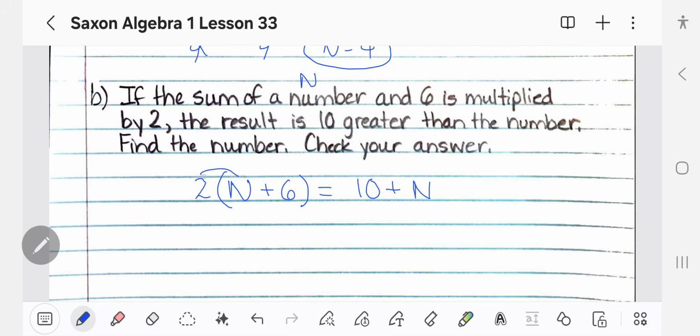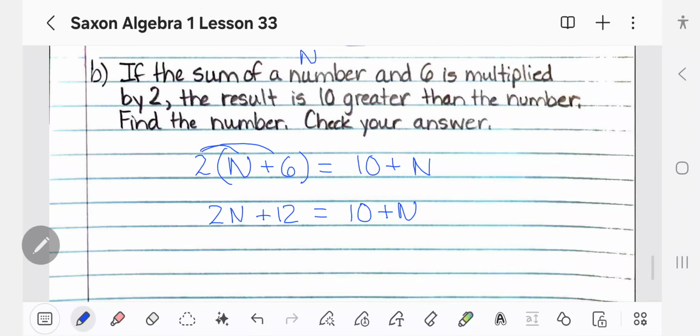We're going to need to distribute here because we can't do n plus 6. So we get 2n plus 12 is equal to 10 plus n. We can't really combine any like terms on either side, and we have variables on both sides. Let's get rid of one of those. We could subtract 2n from both sides or subtract n from both sides. I'm going to go with n.